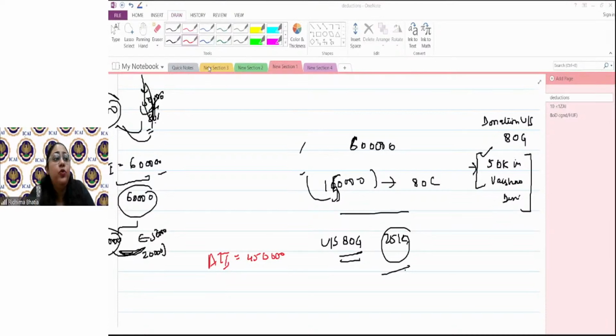Got it? Now if someone says, ma'am, I made the donation out of exempt income, it does not matter. Whatever incomes you are making the donation from, it does not matter at all. Got it? Now, anyone has any doubt?